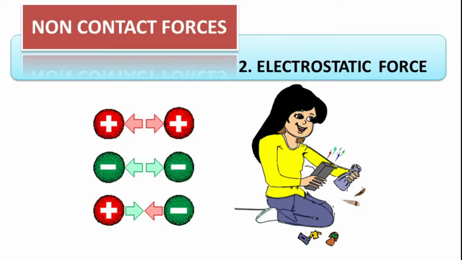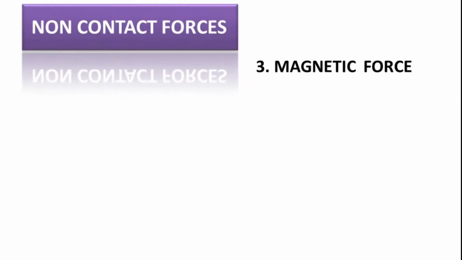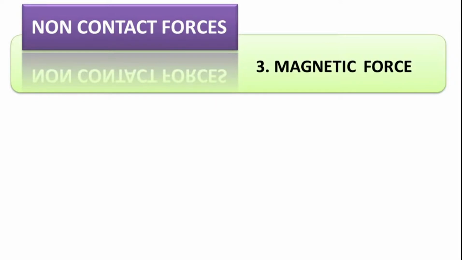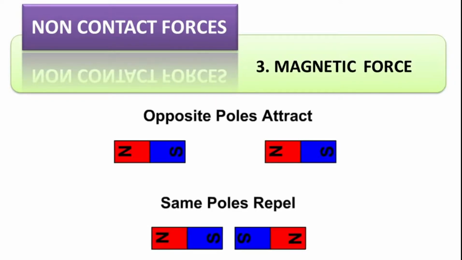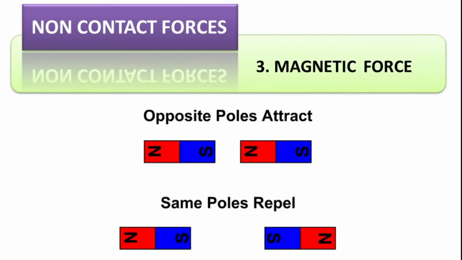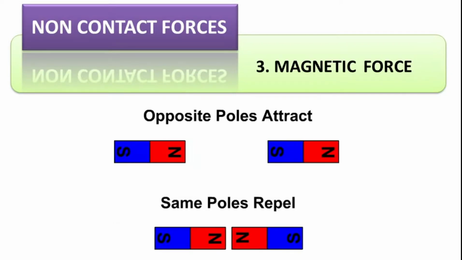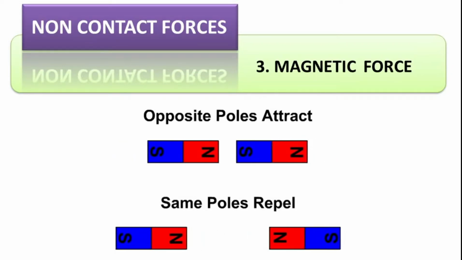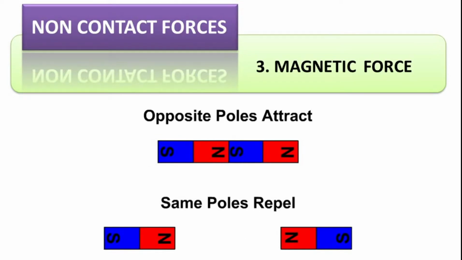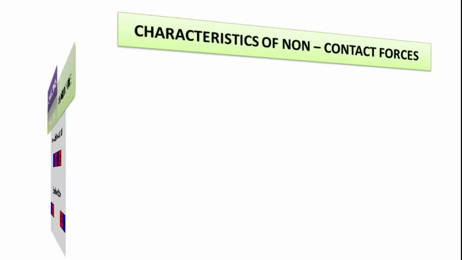Now the third type of non-contact force is magnetic force. Force exerted by a magnet is called magnetic force. Remember, similar poles repel and unlike poles attract each other. Let us conclude with the general characteristics of non-contact force.